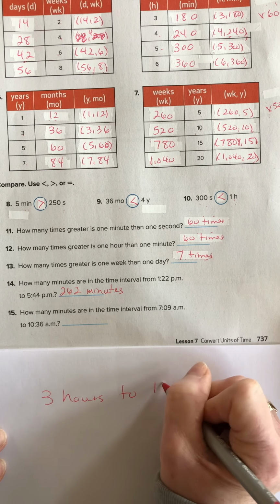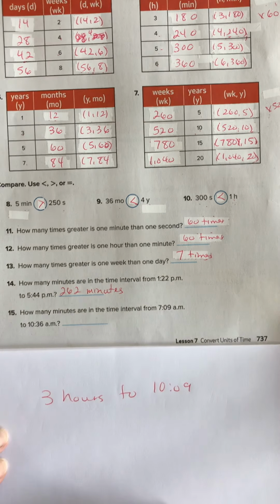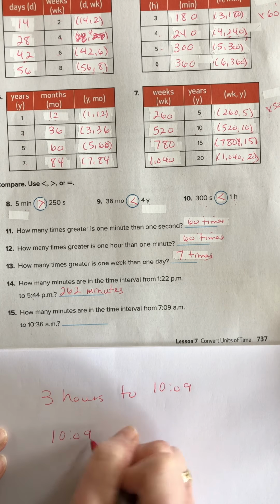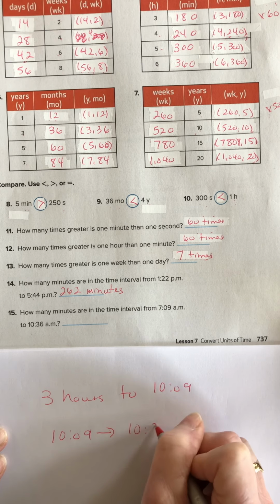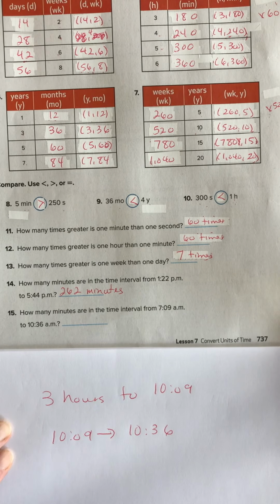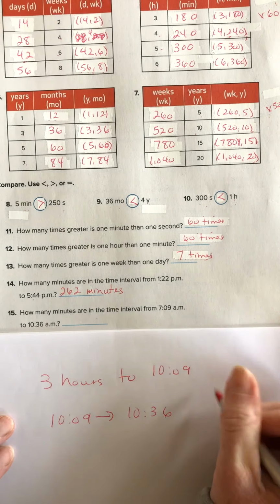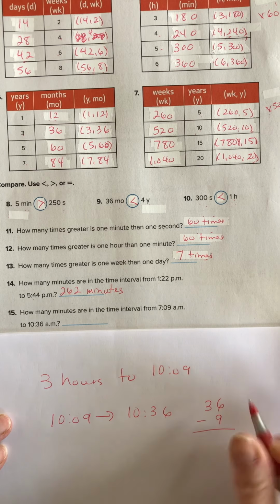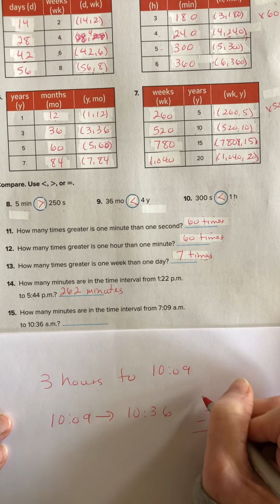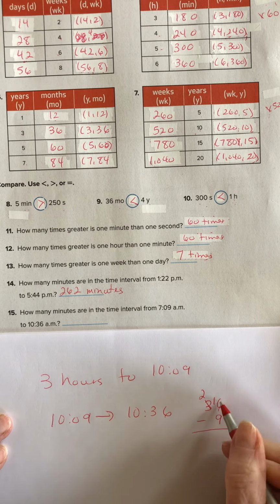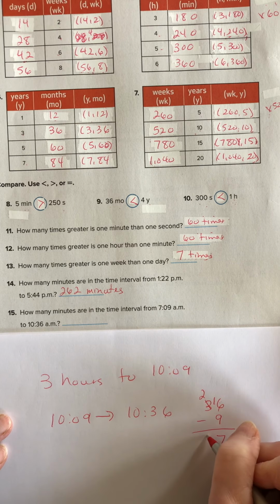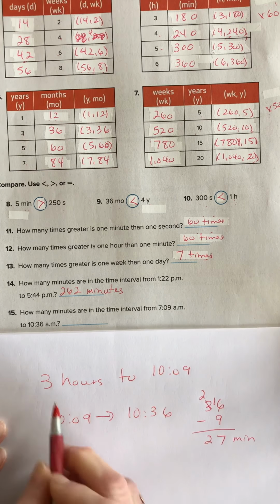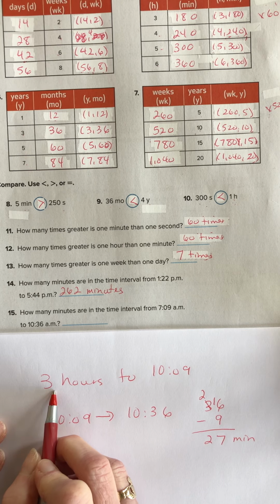to 10:09. Okay? Now we have to figure out the difference from 10:09 to 10:36. Okay, so it's kind of hard just to know that off the top of your head. I would do a regular subtraction. 36 minus 9. Okay, I can't take 9 from 6. I have to borrow from the 3. Make it a 2. Make this 16 minus 9 is 7. 2 minus 0 is 2. So I have 27 extra minutes.